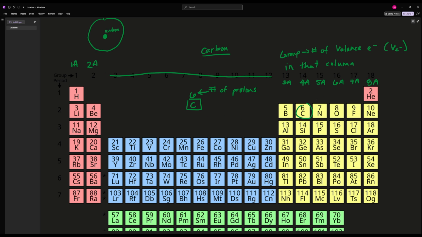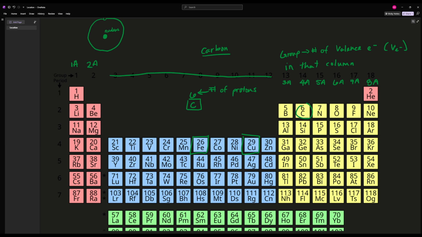Everything in between are the transition metals, and they get quite complex with what they do. You will learn more about these in Biz 102 when you start talking about cofactors, especially looking at things like iron, copper, and what's another good one?